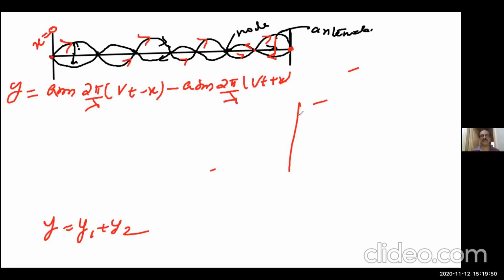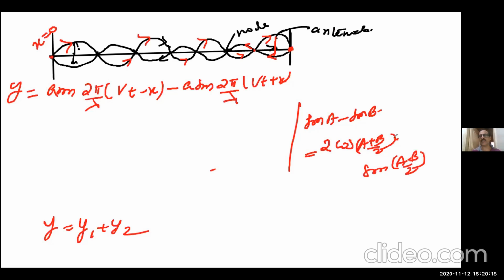Then here we have to use the formula sine A minus sine B. You studied this formula, right? Sine A minus sine B is equal to 2 cos of (A plus B) by 2 into sine of (A minus B) by 2.